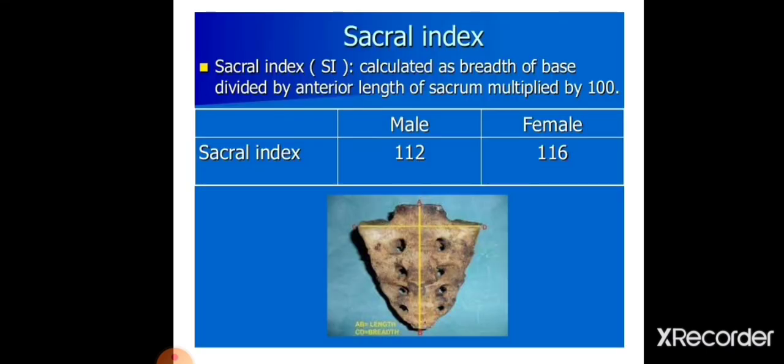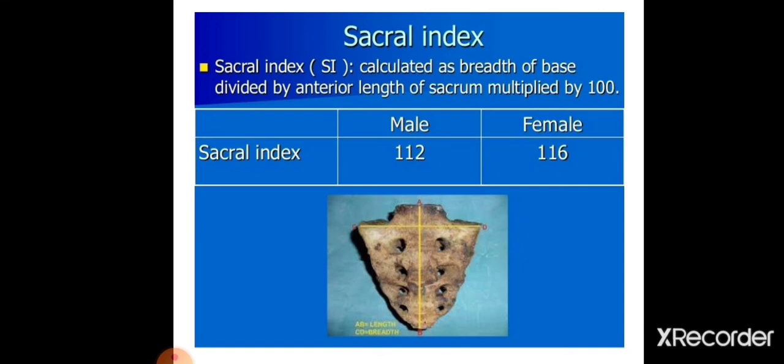Then sacral index. There is another term, that is the sacral index. It is an index to identify whether the sacrum is of male or female. This can be calculated by the breadth of the base divided by the anterior length of the sacrum and multiplied by 100. If the sacral index is approximately 112, then it will be male, and if it is more than 112, it will be a female sacral bone.